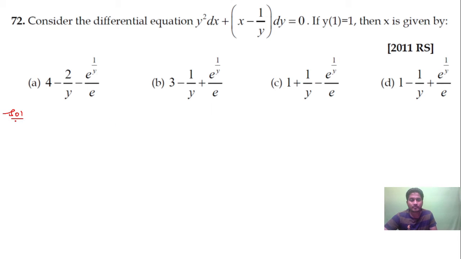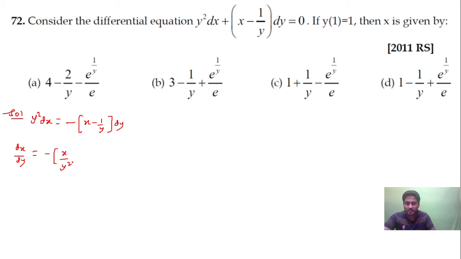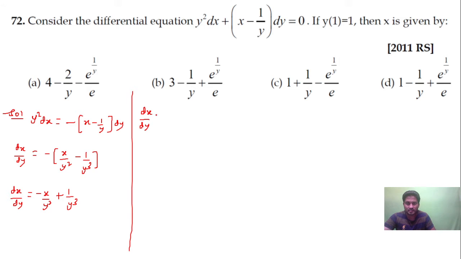Okay, now I can write y square into dx is equal to minus of x minus 1 upon y into dy. So this is dx by dy is equal to minus x by y square, and then this is minus 1 by y cube. So dx by dy is equal to minus x by y square, minus and minus is plus, this is 1 by y cube. If I shift to the left side, you will get this as dx by dy, and then plus x by y cube.